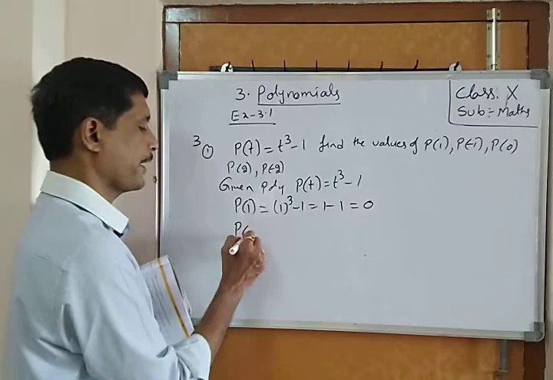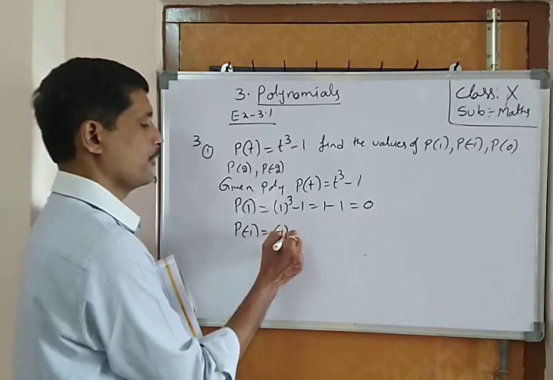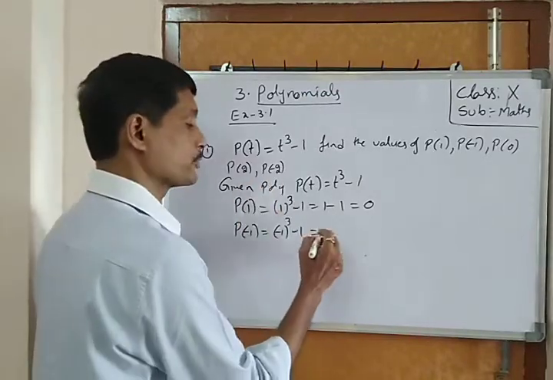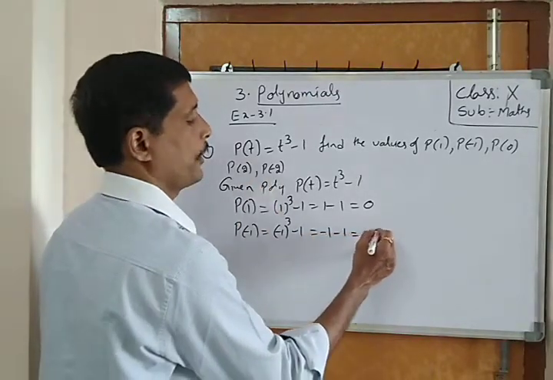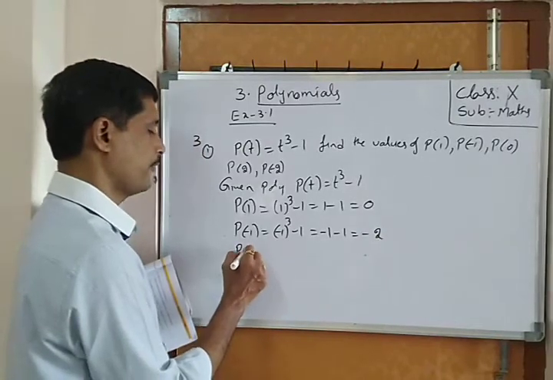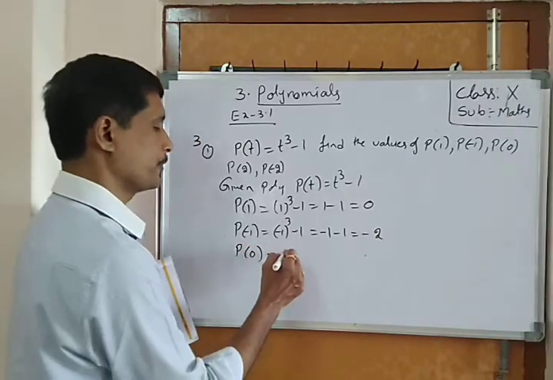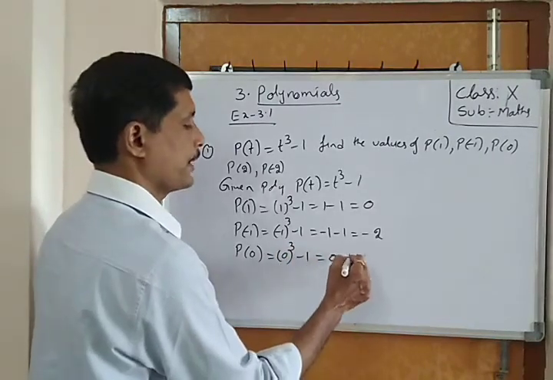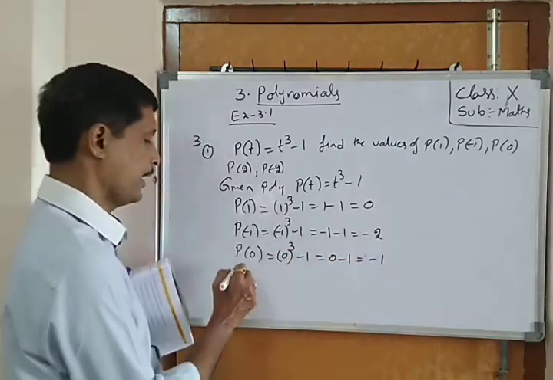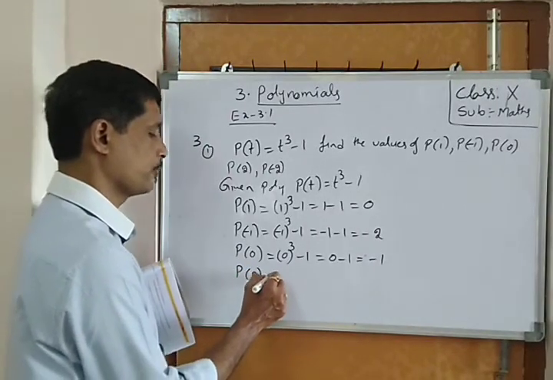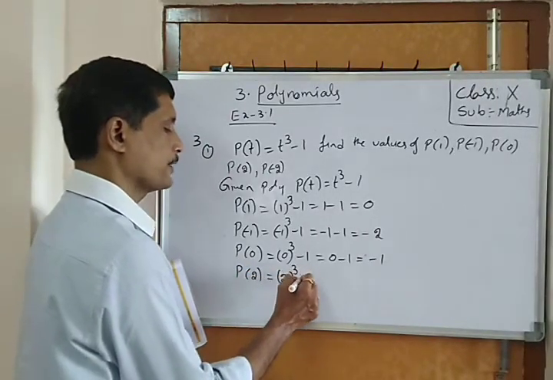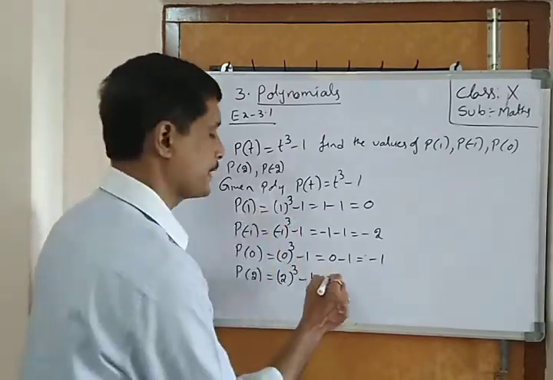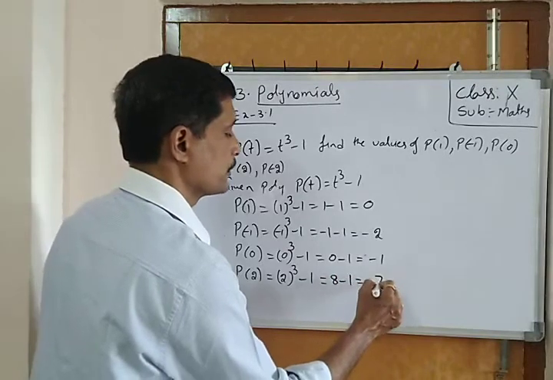Next, p of minus 1 equals minus 1 whole cube minus 1. Minus 1 to the power of any odd number is again minus 1 only. Minus 1 minus 1 equals minus 2. Next, p of 0, t is replaced by 0: 0 whole cube minus 1, that is 0 minus 1, which is minus 1. Next, p of 2 equals 2 whole cube minus 1. 2 cube is 2 into 2 into 2, 2 2s are 4, 4 2s are 8. 8 minus 1 equals 7.